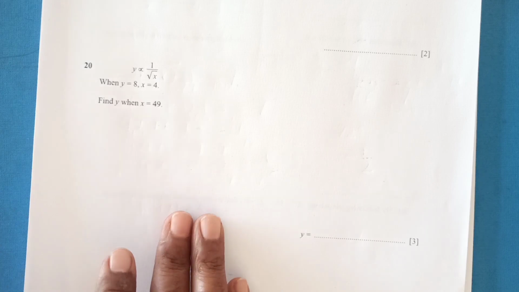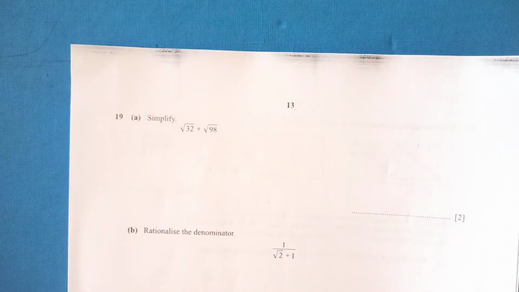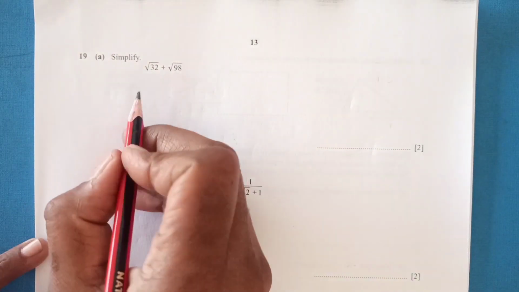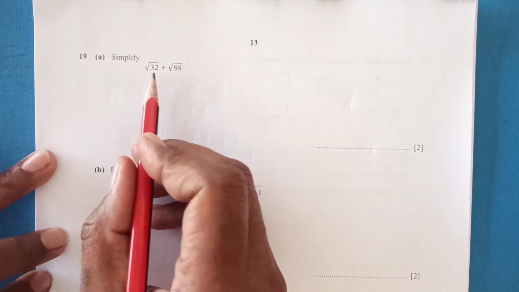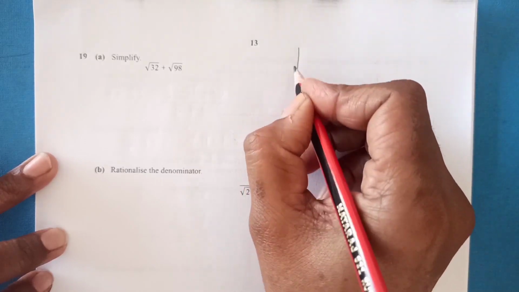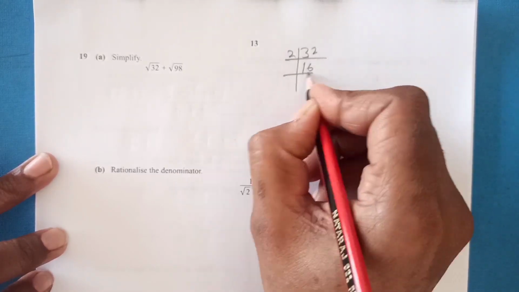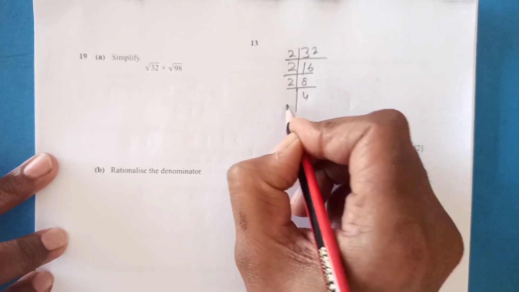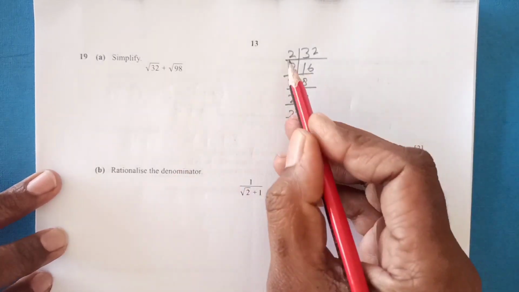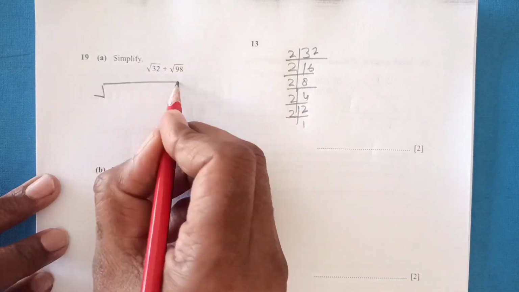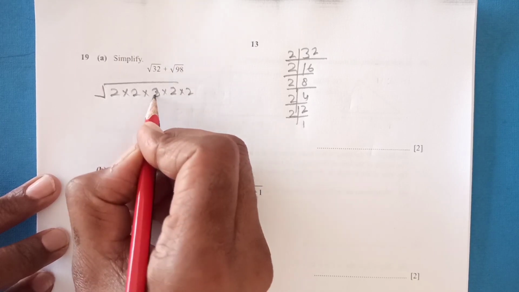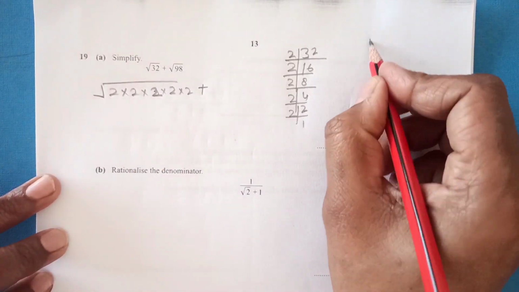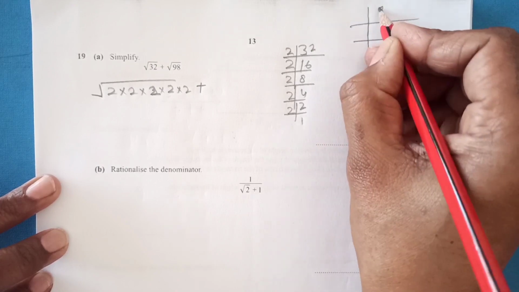Now question number 19. We have here a question from surds, which is to simplify root 32 plus root 98. Okay. So for root 32 we can do factorization. Factors of 32: 2 times 16, 2 times 8, 2 times 4, 2 times 2 and 1. We have 1, 2, 3, 4, 5, right? Plus root 98. Again we will do here 98.